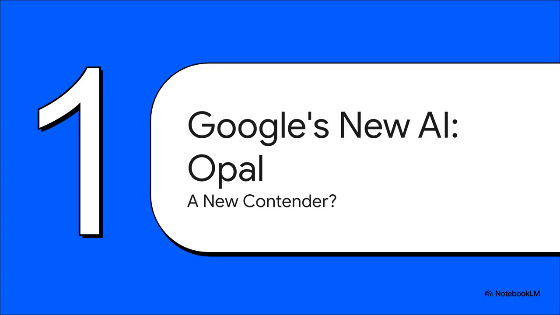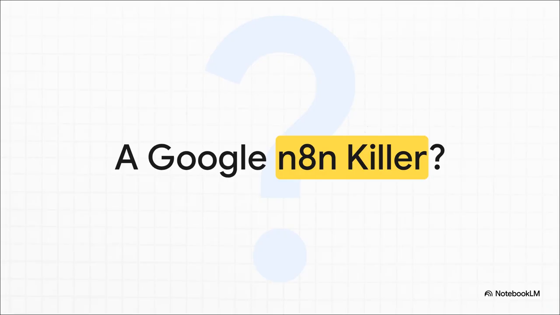So first things first, what is Opal? As soon as it hit the scene, people immediately started making comparisons, especially to some of the big established tools that are already out there. And right away, the question on everyone's mind in the automation world was this: is this a Google N8N killer? Now, that is a huge question, because N8N is this super powerful open source platform for building really complex stuff. So right from the start, the bar for Opal was set incredibly high.